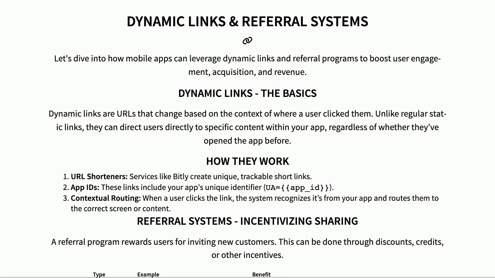Okay, let's talk about how we can make our mobile apps even better by using dynamic links and referral systems. Dynamic links are like magic URLs. They're not just static addresses, they change based on where the user is coming from. Think of them like a shortcut directly to specific content within your app, making it super easy for users to get what they need. They use the unique identifier for your app to know exactly where to send the user.